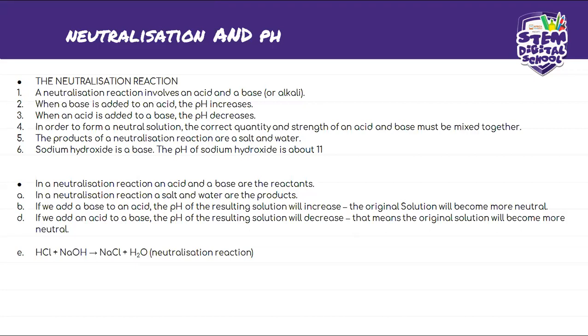In order to form a neutral solution, the correct quantity and strength of an acid and base must be mixed together. The products of a neutralization reaction are a salt and water. So what we need to know is that when we react an acid and a base, which are the reactants, what we are going to get, a salt and water, are the products. Sodium hydroxide is a base, and the pH of sodium hydroxide is about 11.